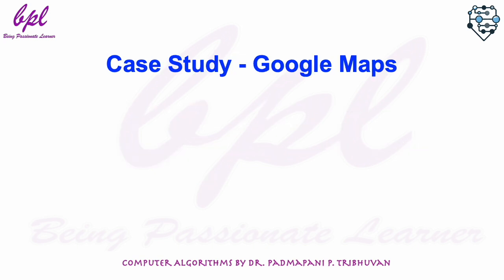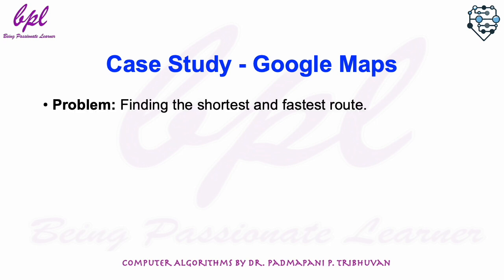Let's take Google Maps as a case study. Google Maps is an excellent example of how algorithms are used to solve complex real time problems, specifically for finding the shortest and fastest route. The primary challenge for Google Maps is to provide the shortest and most efficient route from one location to another. Users need a route that minimizes travel time and distance, which becomes even more complex when factors like traffic conditions, road closures, and detours are considered.